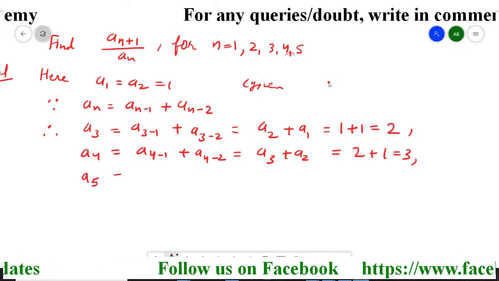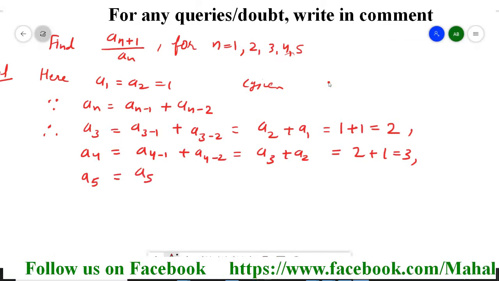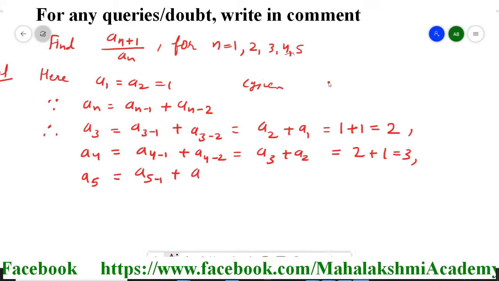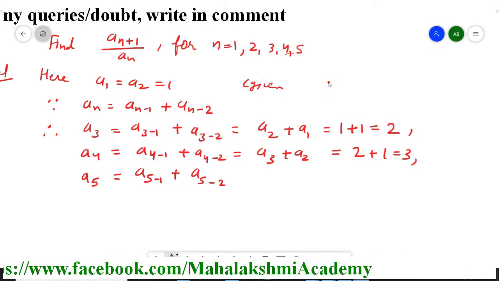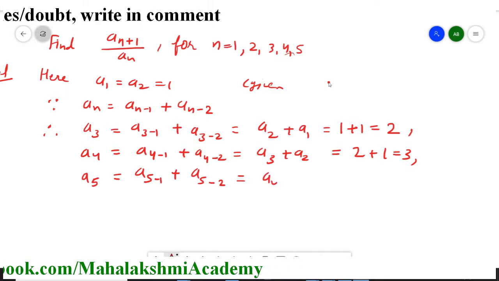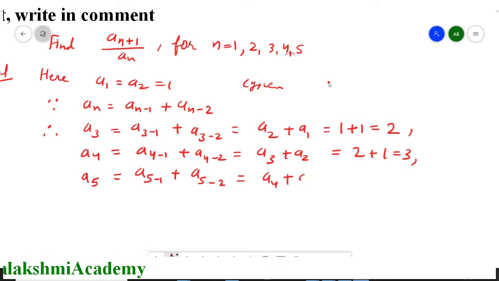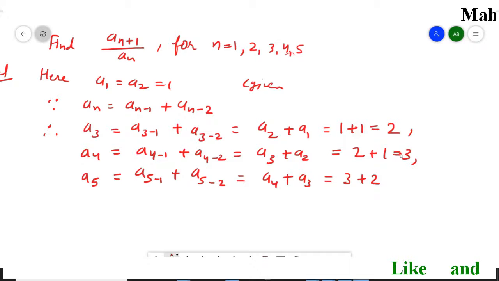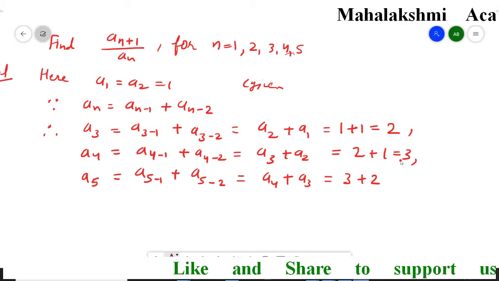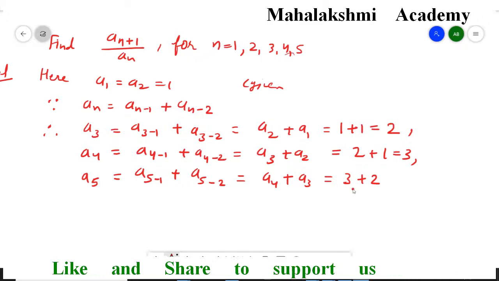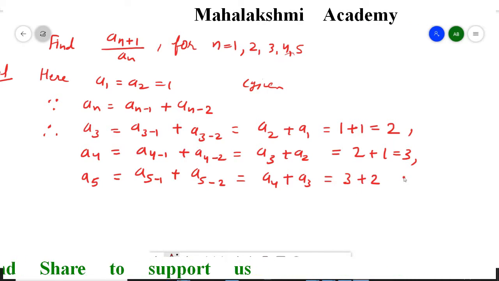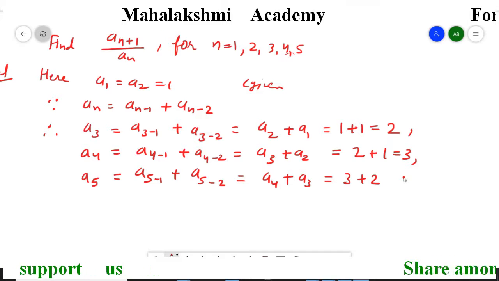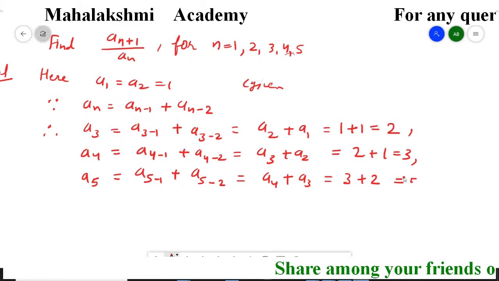So a5 is equal to a_{5-1} plus a_{5-2}. That will give us a4 plus a3. a4 is 3 and a3 is 2. Now I am replacing the values here, so this is our a3 is 2 and a4 is 3. So from here we are substituting the values. That will give us answer 5. So we will get here 5.